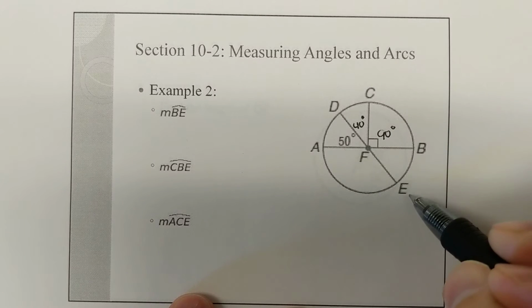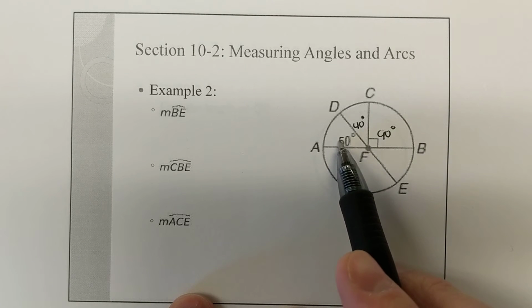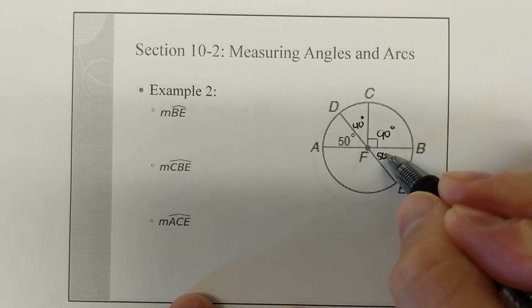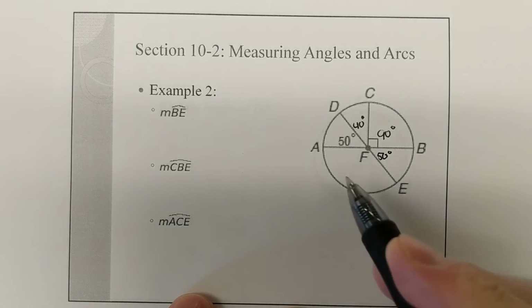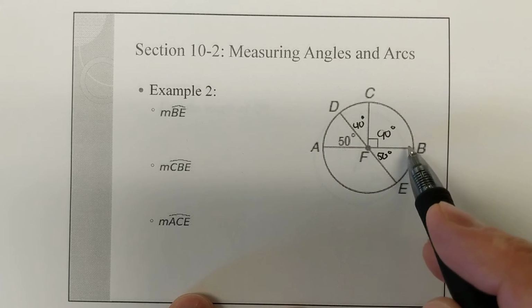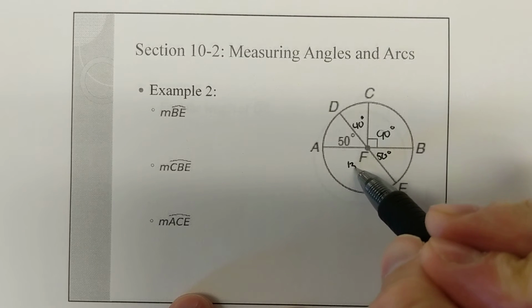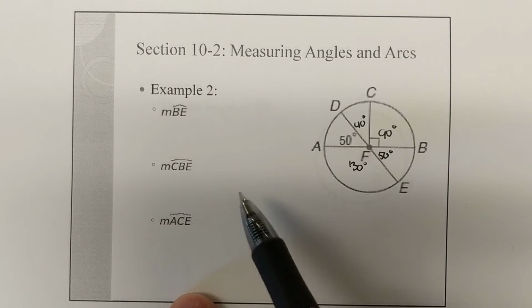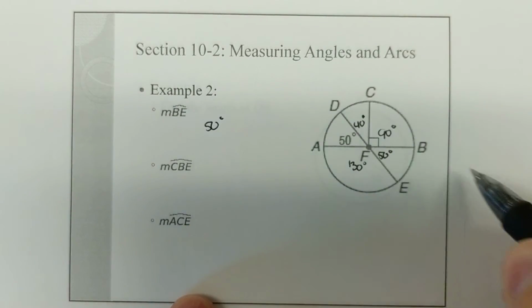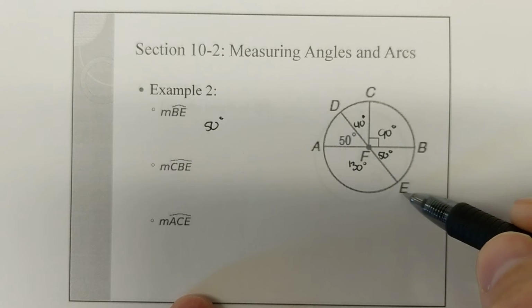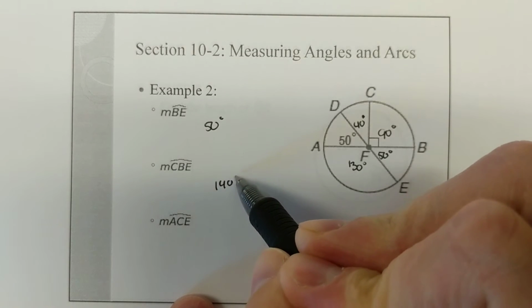I can find BFE because it's vertical to DFA, so if that's 50, that's 50. And lastly, AFE, once again, this is half of a circle, so it has to add to 180. If that much is 50, that part is 130. And now I'm just going to go through and answer my questions. So BE is 50. CBE is a sum of these 2, so that's 140.